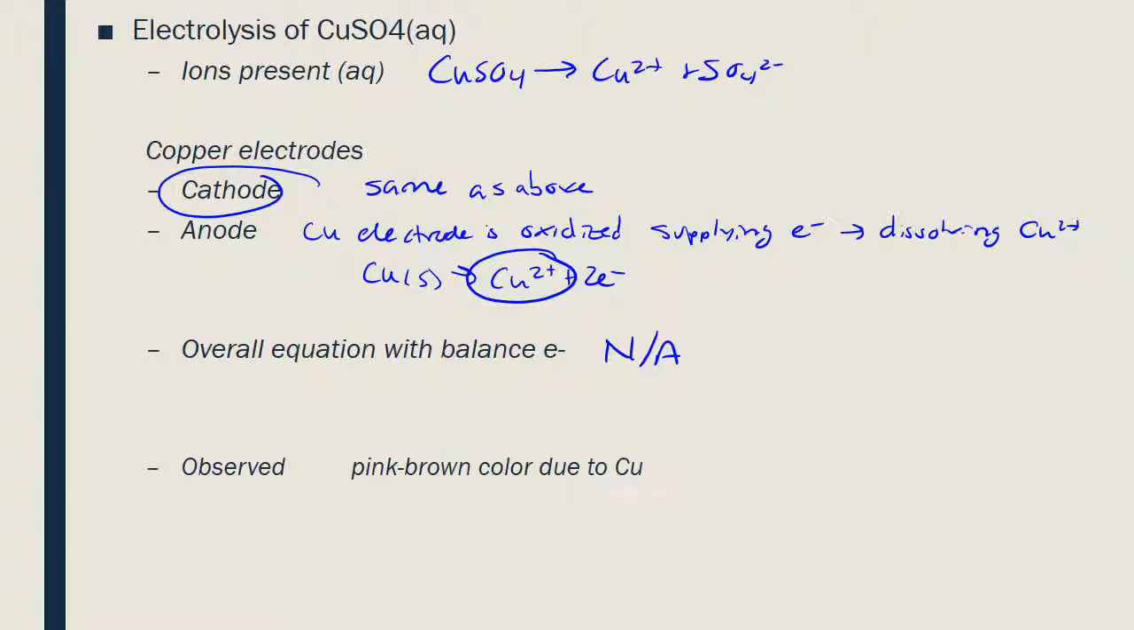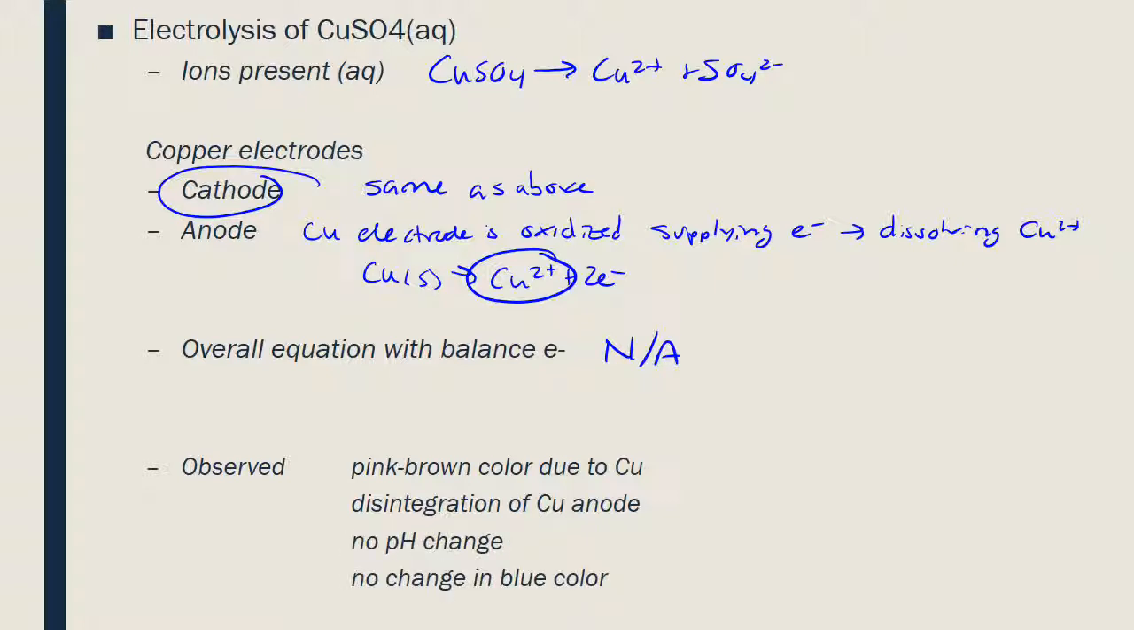So what we're going to observe is a pink-brown color at the cathode due to copper being precipitated out and reduced at the cathode. But at the anode, we're going to see the disintegration of our copper electrode because it's the one being oxidized. We're going to see no pH change because nothing's being discharged at the anode. And there's going to be no change in blue color because the copper ions are just being resupplied. And so those are the 3 examples of electrolysis: electrolysis of water, electrolysis of salt, and electrolysis of copper sulfate.